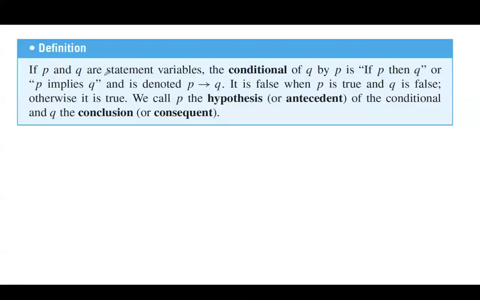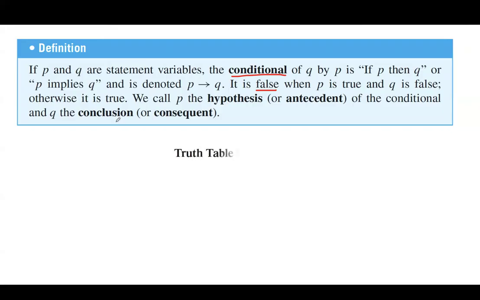Suppose you have two statements, P and Q. The conditional of Q by P, which is written as "if P, then Q" or "P implies Q" and is denoted by P → Q, is basically a conditional statement. It is false when P is true and Q is false. This is the only time that this statement is false. We also call P the hypothesis and Q the conclusion.